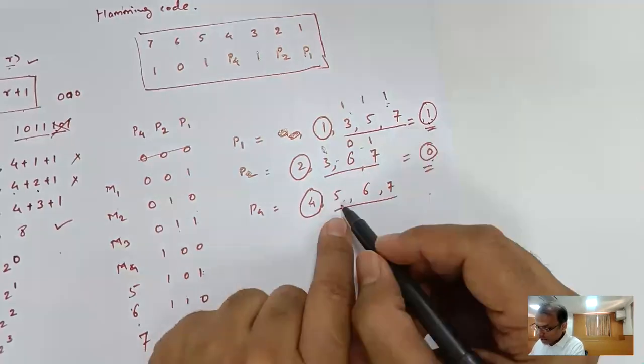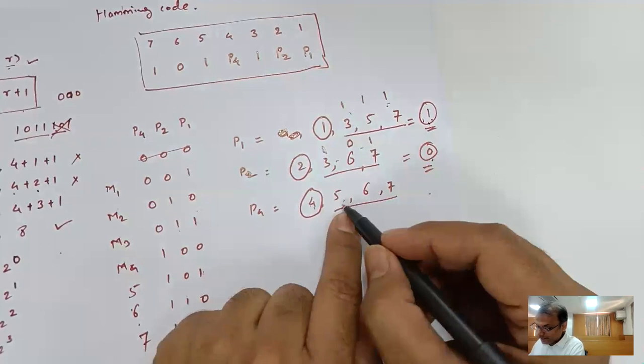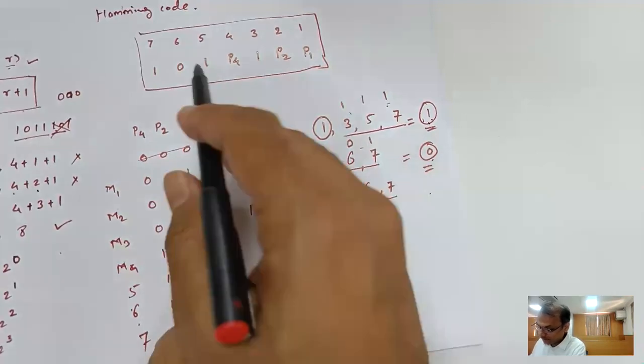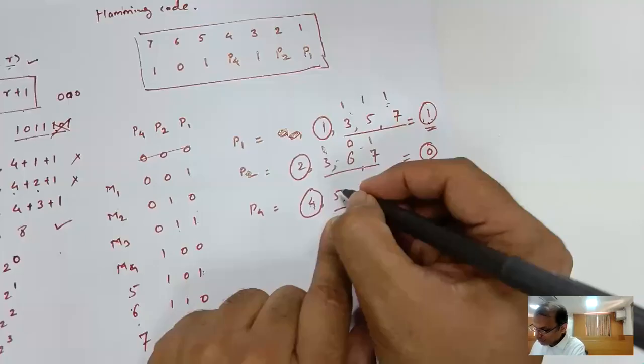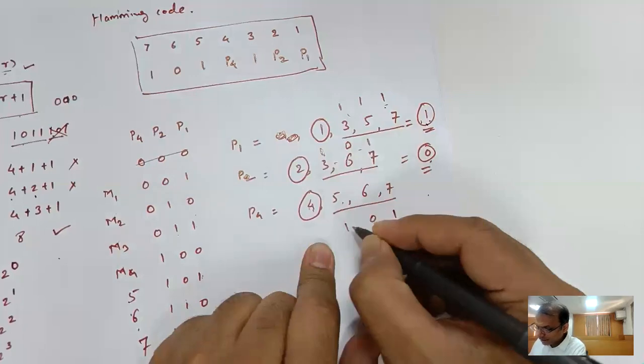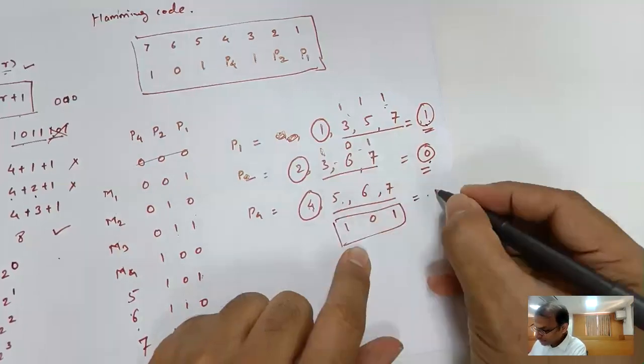Now for the last one, P4, that is bits 5, 6, 7. So it is 1, 0, 1. What is the parity of this 1, 0, 1? It is 0 again.